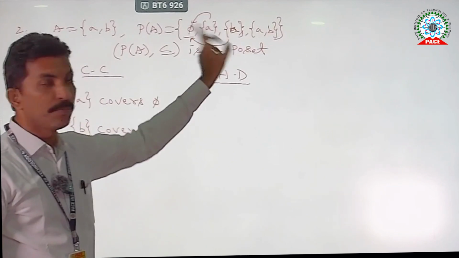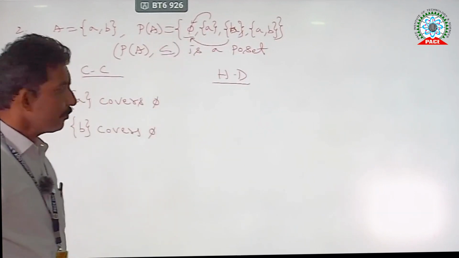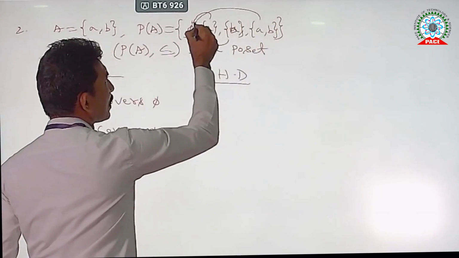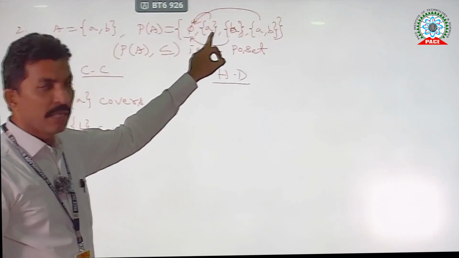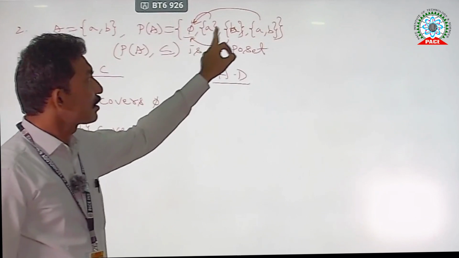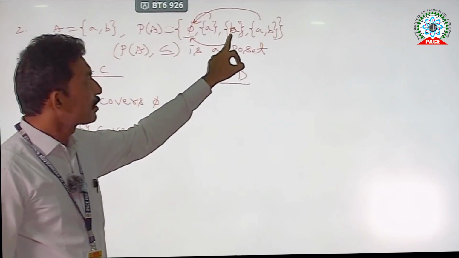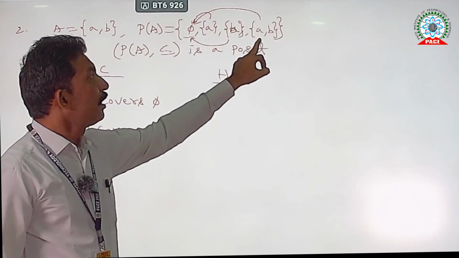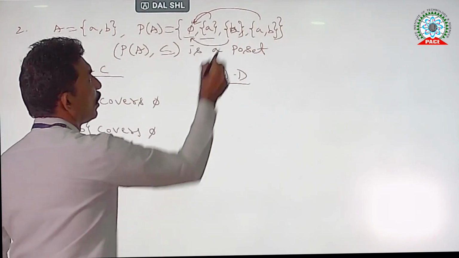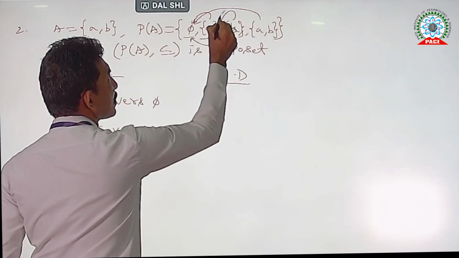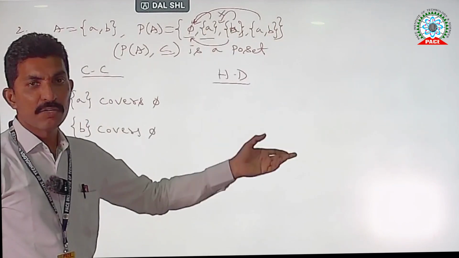Now {a, b} does not cover empty, because empty is a subset of {a} and {a} is a subset of {a, b}. Similarly, empty is a subset of {b} and {b} is a subset of {a, b}. So {a, b} does not cover empty. Now coming to {a}. Singleton {b} does not cover singleton {a} because the initial condition failed. What is the initial condition? Subset. {a} is not a subset of {b}. So it does not cover.